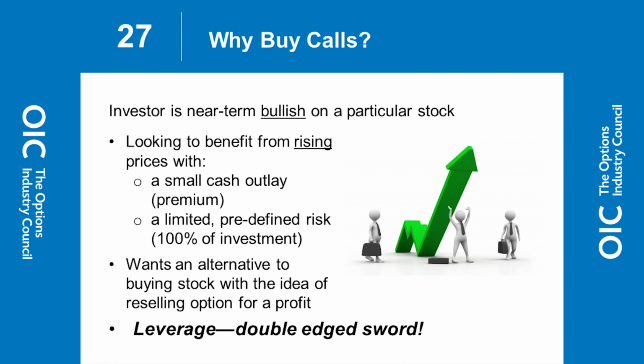Anytime we buy an option, the most you can lose is what you put into it. Anytime you sell an option, the most you can make is what you've collected. So let me repeat that, because those are two very, very important concepts. Anytime that you buy an option, the most that you can lose is what you put into it. You have predefined risk. Anytime that you sell an option, the most you can make is what you've collected.